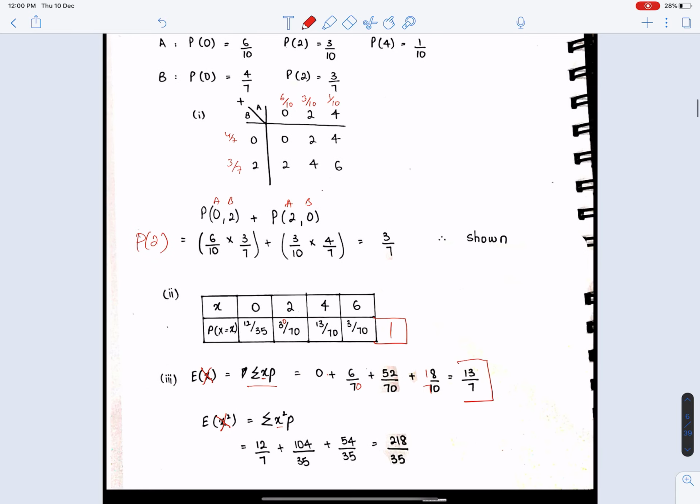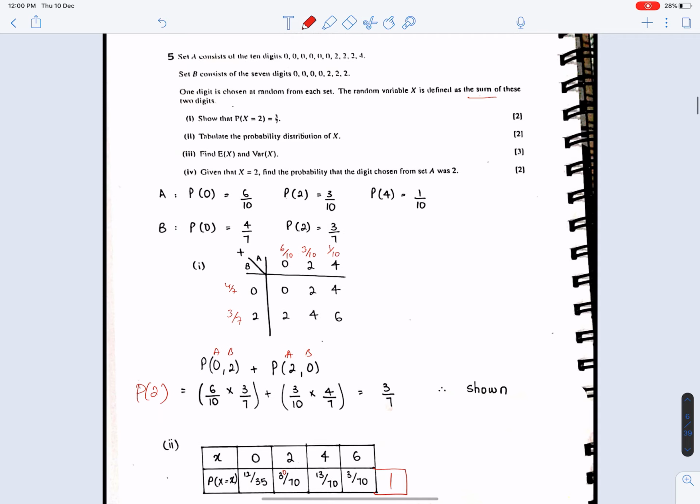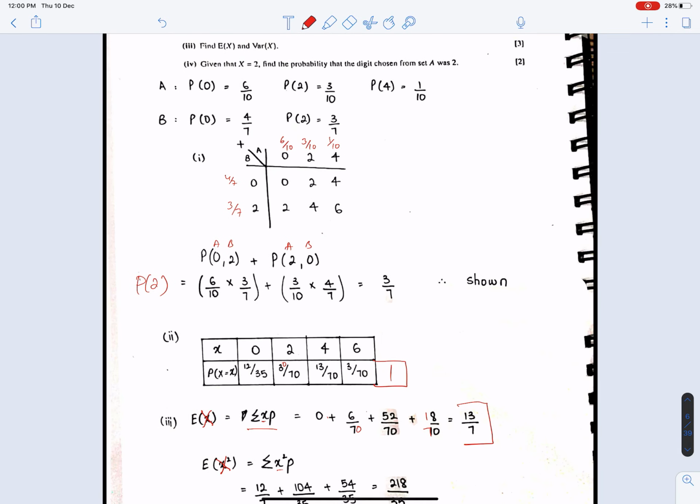Now we need the expectation, mean and variance. This is, I guess, 60 upon 70 and this is 18 upon 70, and the final answer is 13 upon 7. This is the way to get the mean. You just need to take the sum of the products of these numbers. I mean, multiply these two, these two, and these two, and just add the results. So this is the way to get the expectation.